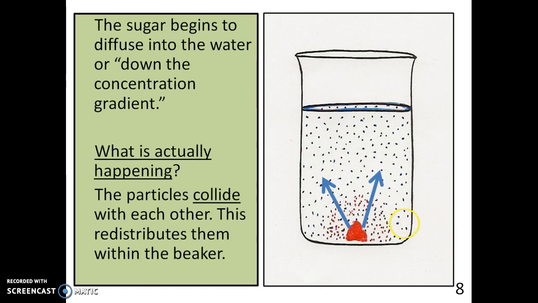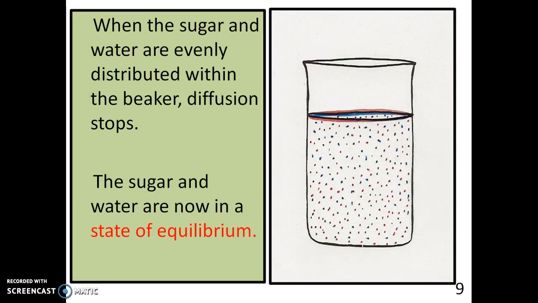And what is actually happening is these molecules are moving, and as they're placed in the water, they move faster, and they start colliding with each other, and they start spreading out throughout the beaker. When the sugar and the water are evenly distributed, all spread out evenly, you have reached equilibrium.